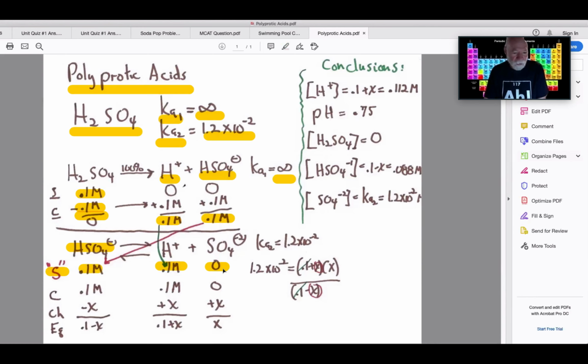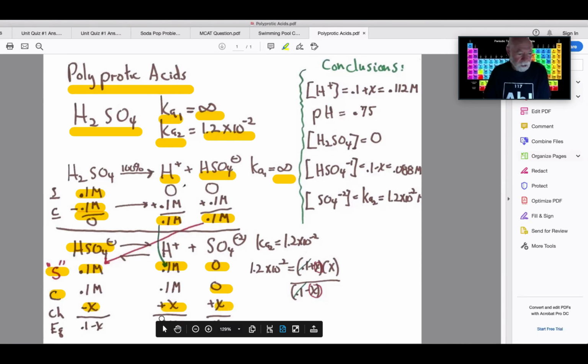Okay, now if you look at the small size of the K sub A2, 1.2 times 10 to the minus 2 means it's a weak acid, so the system is favored to the left. That's why the completion step is the same as the start step. Now, you can't have a zero in an equilibrium system, so now we have a change step. So we're going to lose some hydrogen sulfate, minus X, and plus X will be the gain of the other two. So at equilibrium, we're going to have 0.1 minus X, X, and X.